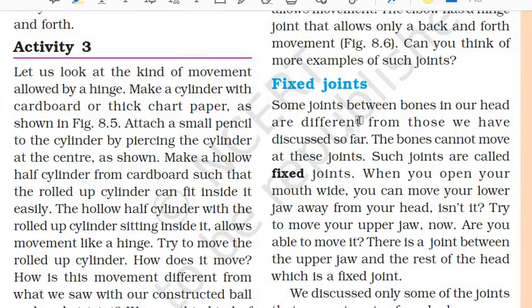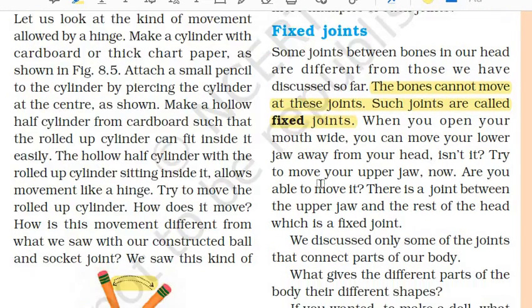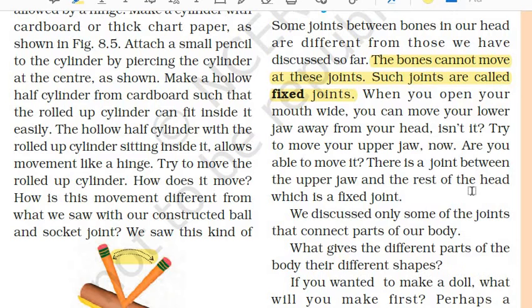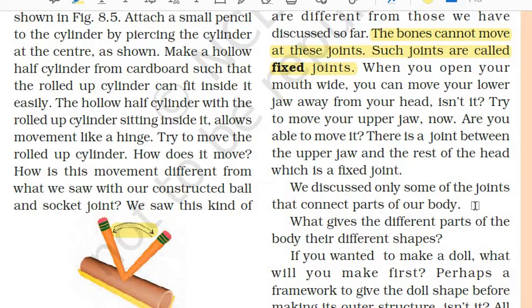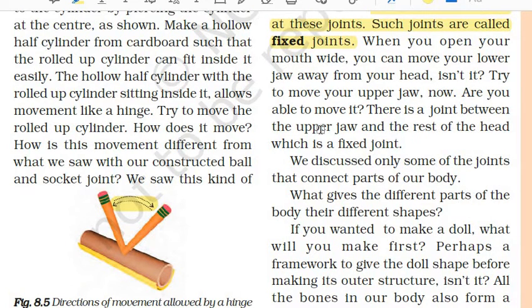Now fixed joints. Some joints between the bones in our head are different from those we have discussed so far. The bones that cannot move at the joints, such joints are called fixed joints. Now when you open your mouth wide, you can move your lower jaw away from your head, isn't it? Try to move your upper jaw. Are you able to move it? Not really, right? So there is a joint between the upper jaw and the rest of the head, which is a fixed joint. So the upper jaw is an example of a fixed joint.